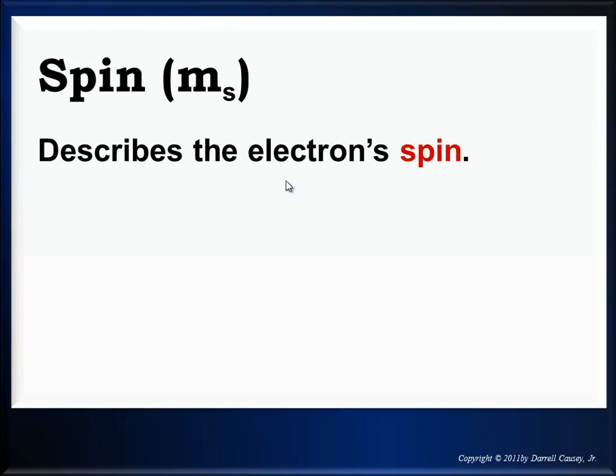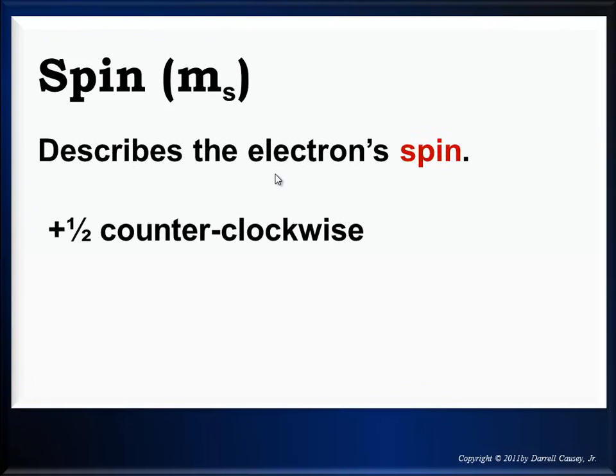So the spin describes the electron spin. Plus 1/2 is how we label the counterclockwise, and minus 1/2 is the clockwise. The idea here is that one electron is going counterclockwise and the other one's going clockwise. Which one, in reality, we just don't know. This is all a purely mathematical description of the atom. The mathematics explains it this way. Well, I haven't seen it, and no one has ever seen it, but it works. The mathematics works. It works in our empirical data.